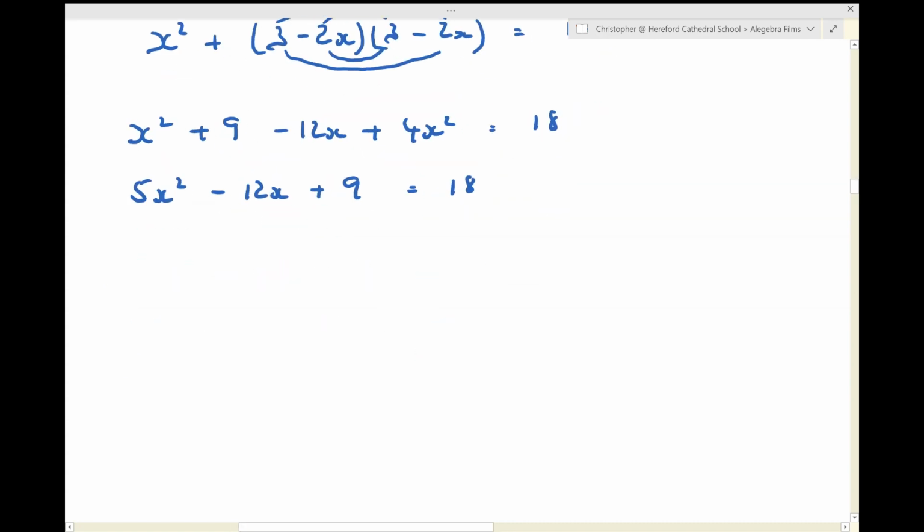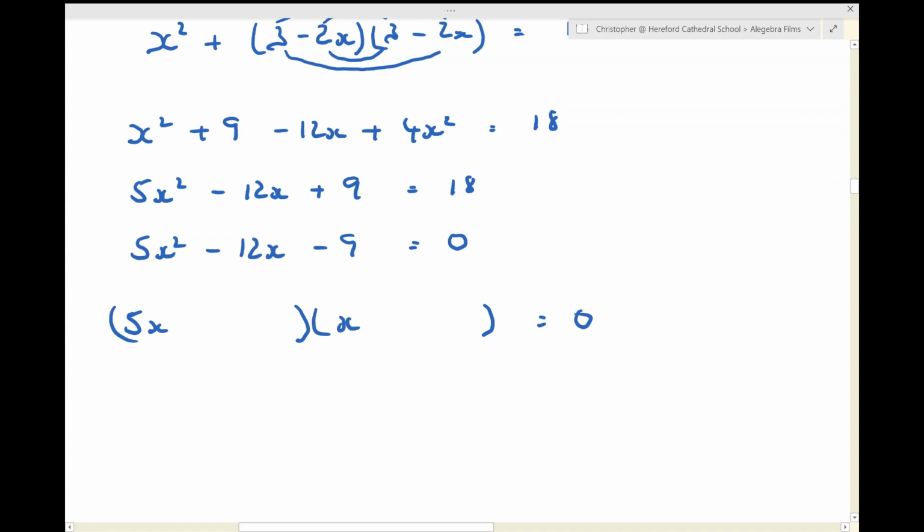Okay, let's set this equal to 0. Let's take 18 off both sides. 5x squared minus 12x minus 9 equals 0. Now I need to factorise that. I can't find a common factor, but I'm optimistic I'll be able to factorise it. If I can't, of course, I could always use the formula.